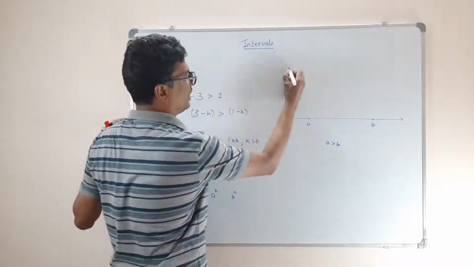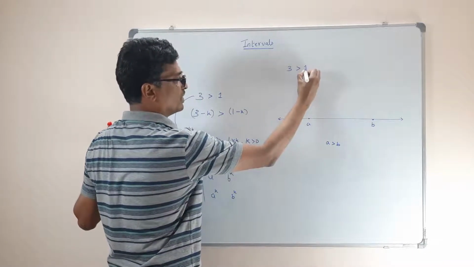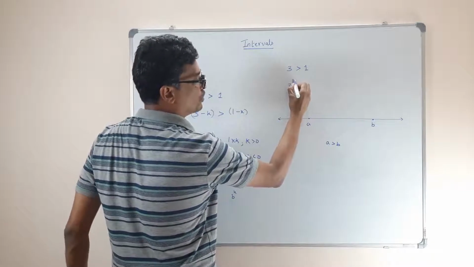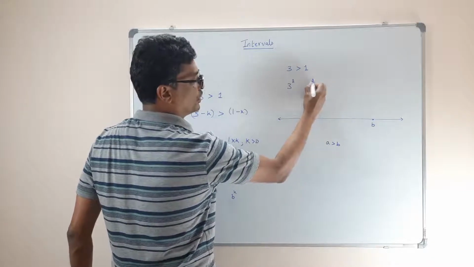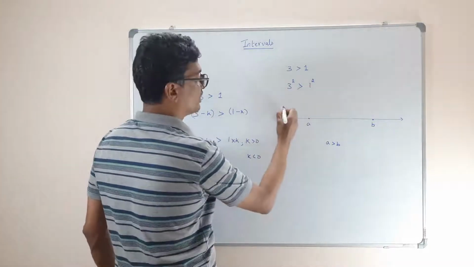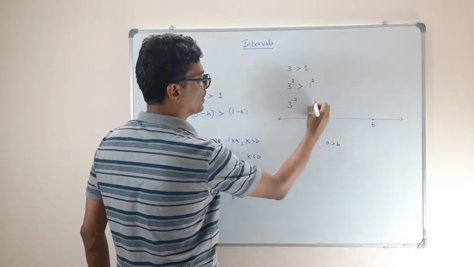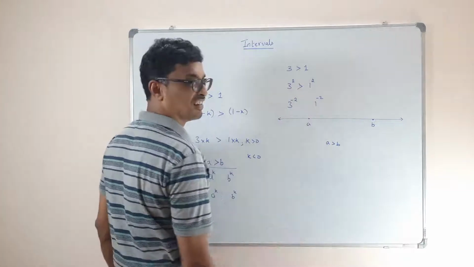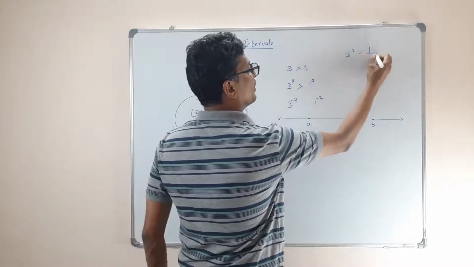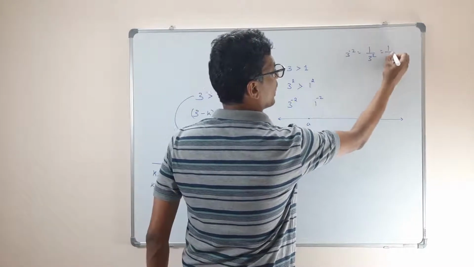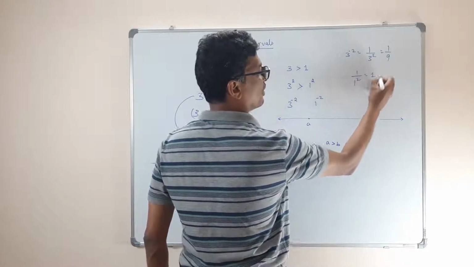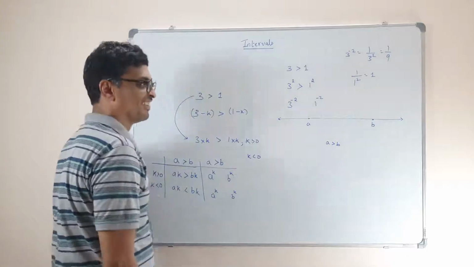Tell me, 3 is greater than 1. Take 3 power 2 and 1 power 2. Is it still valid? Yes. Correct? So it will be the same. Now 3 power minus 2 and 1 power minus 2. That means what? 3 power minus 2 is 1 by 3 square, which is 1 by 9. And this is 1 by 1 square, which is 1 by 1. It won't be reversed.